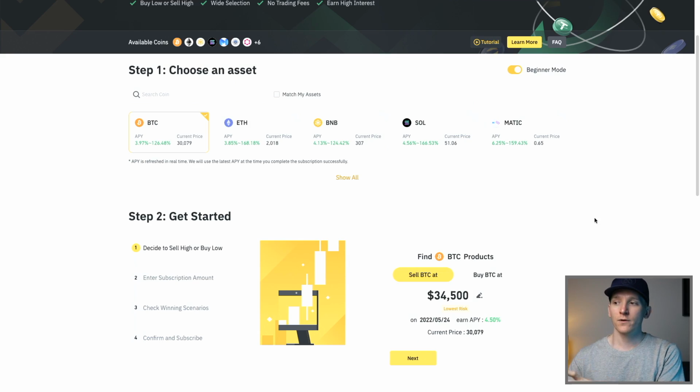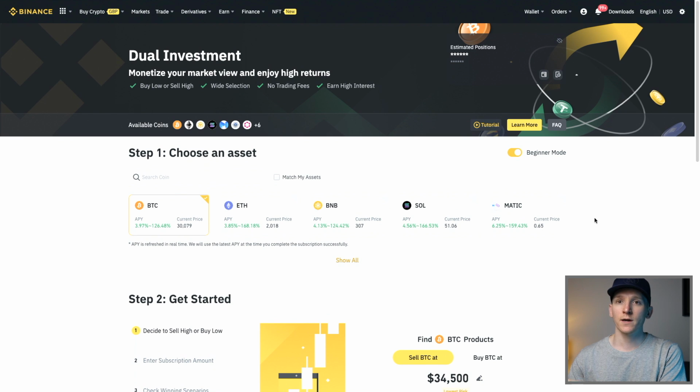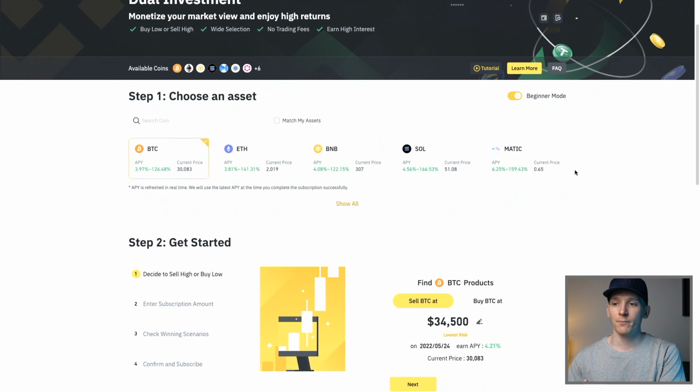Now, options are really complex, but what I'm going to do is show you how to use the beginner mode on Binance first, because it's very simple and you can just make a very simple decision on what you want to do, plus the coin that you have right now. And then I'll explain exactly what the underlying contract is after that. So if you come to the dual investment screen, and you can see beginner mode right here, I'm going to show you on the platform. It is on the app as well.